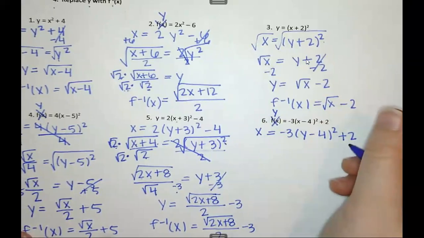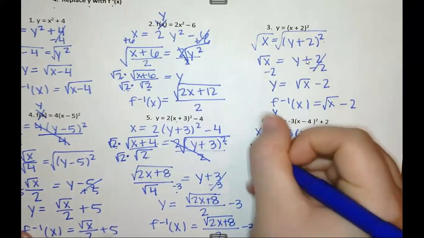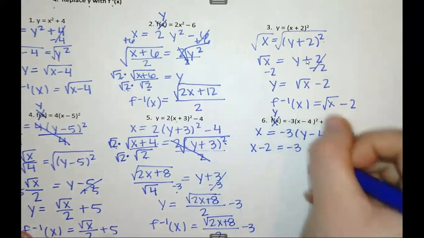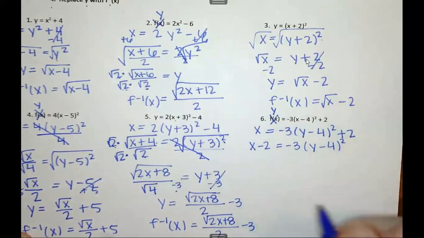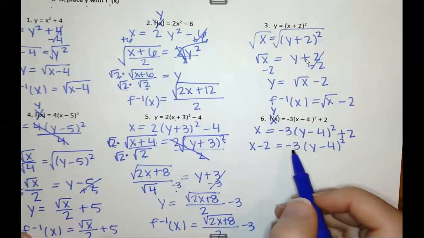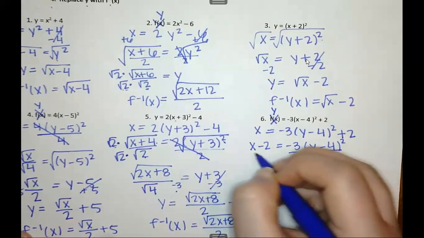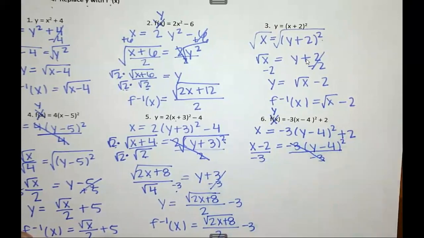So I would start by moving the 2. If I move the 2, I have to subtract it. I would then have x minus 2 equals negative 3 times y minus 4 squared. I would now need to divide by negative 3. I divide both sides by negative 3, and those go away.